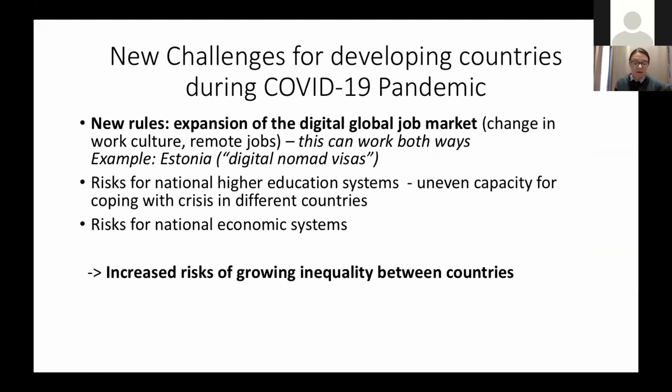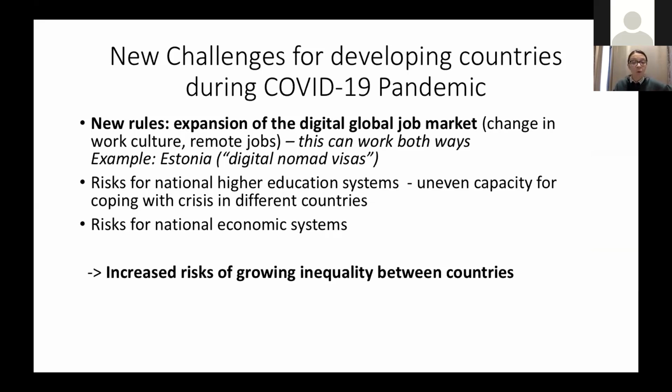Obviously, the pandemic showed that there are new challenges that we have to address. First of all, it's new rules at the job market and expansion of the digital global job market. That includes many implications. For example, it is a change of work culture, moving to remote jobs, the ability to work from any point of the world. And from one hand, this is a potential damage to national job markets, as many talented students can look for jobs in foreign countries while staying in their home countries.